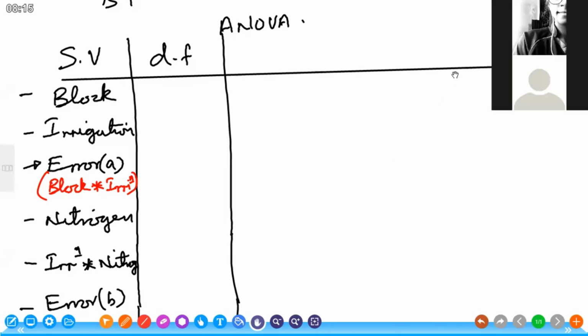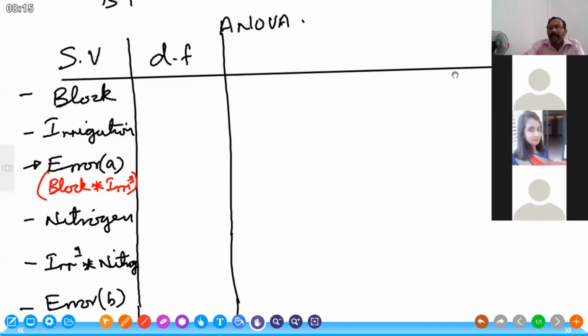Whatever the formula, Madhusha, I need the number. You are giving the formula: C minus 1, D minus 1, R minus 1. What I need is the number. Block, sir, there are 3 blocks altogether. So that is 3 minus 1, which is 2.